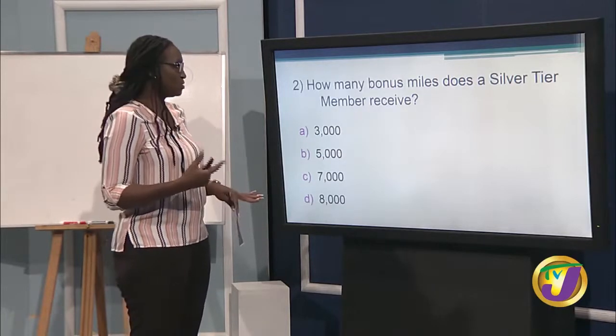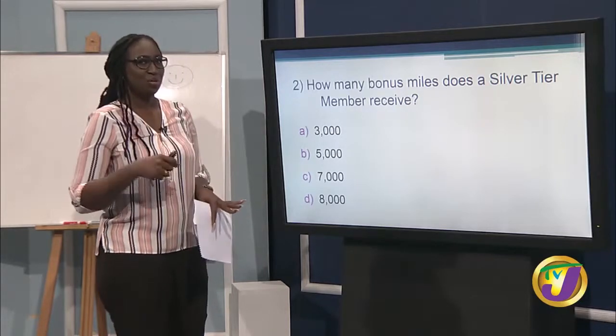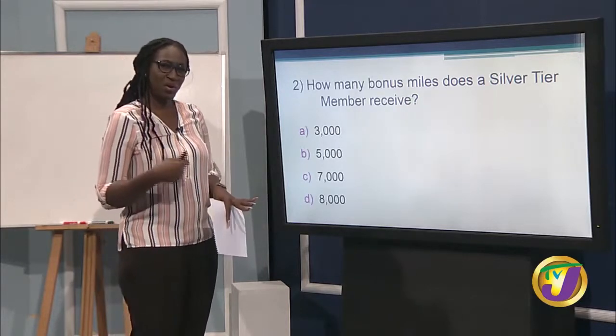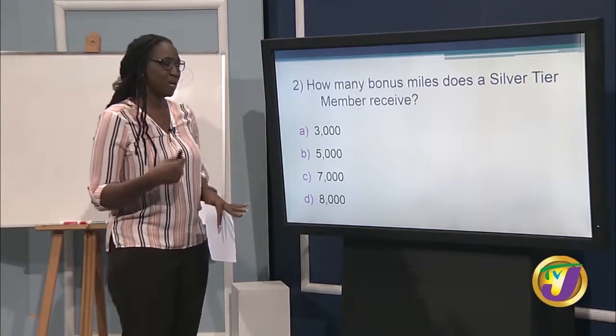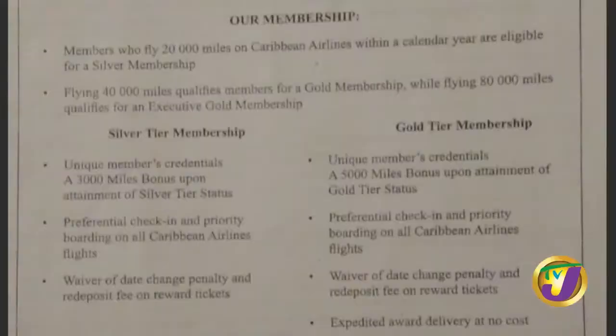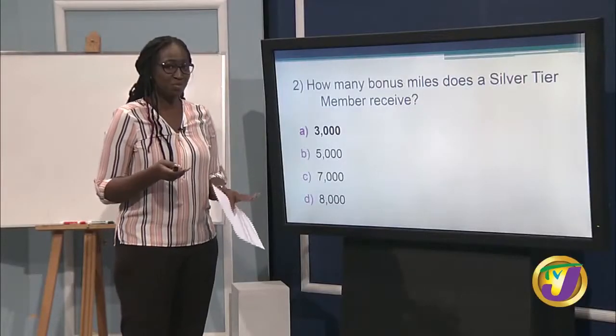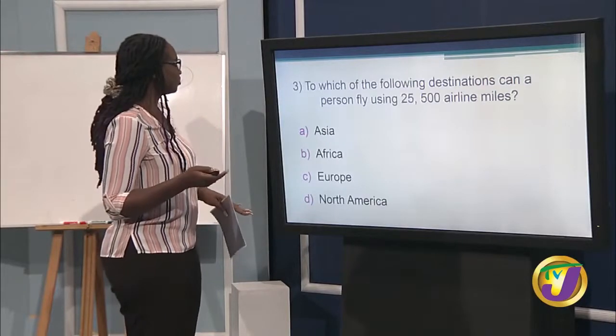All right, next question. How many bonus miles does a Silver tier member receive? What did it say on the paper? How many bonus miles? 3,000, 5,000, 7,000, or 8,000? Silver tier membership. It's right there. So you didn't have to search very hard to find 3,000. It's right there under the list of membership rewards. So let's move on to the next question.